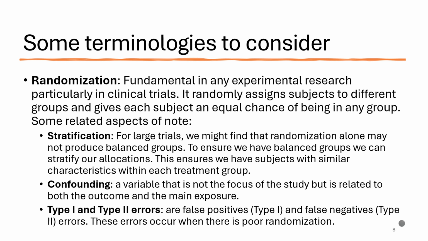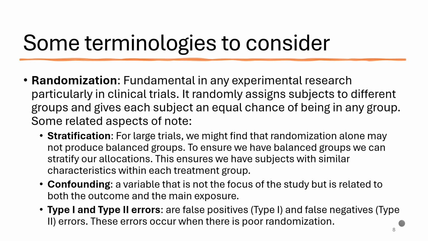So some terminologies to consider. The first one is randomization, which I can't really overemphasize how important it is to actually do when you're doing experimental research. It reduces biases and it makes your analysis a lot simpler. And we would talk a little bit more about this further down. But it's fundamental in experimental research, particularly in clinical trials. It randomly assigns subjects to different groups and gives each subject an equal chance of being in any group.